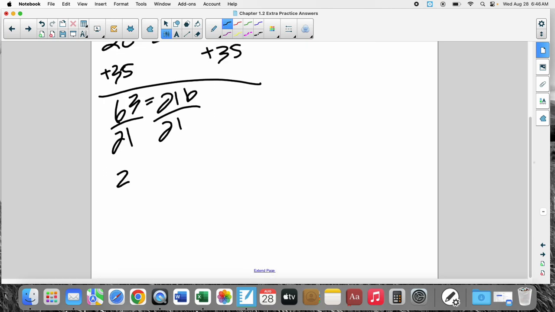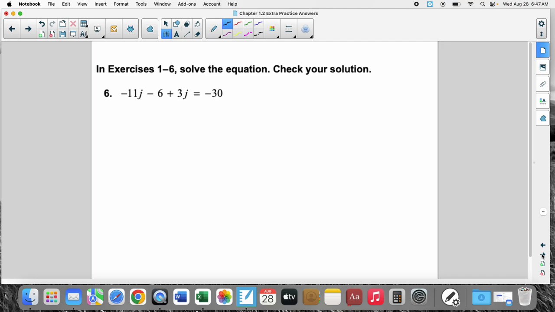And we get 3 equals b. We should be able to see that 21 times 3 equals 63. That's mental math right there.